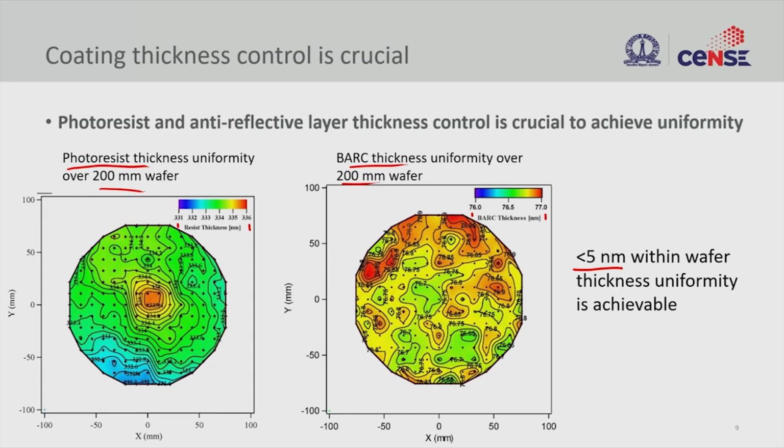So when you are designing your process, you may want to make sure that your anti-reflective coating thickness is able to match the photoresist thickness variation you are going to get. So you work towards achieving the maximum uniformity for photoresist. At the same time, you need to choose the optimal anti-reflective coating thickness in order to achieve uniform critical dimension over the wafer.